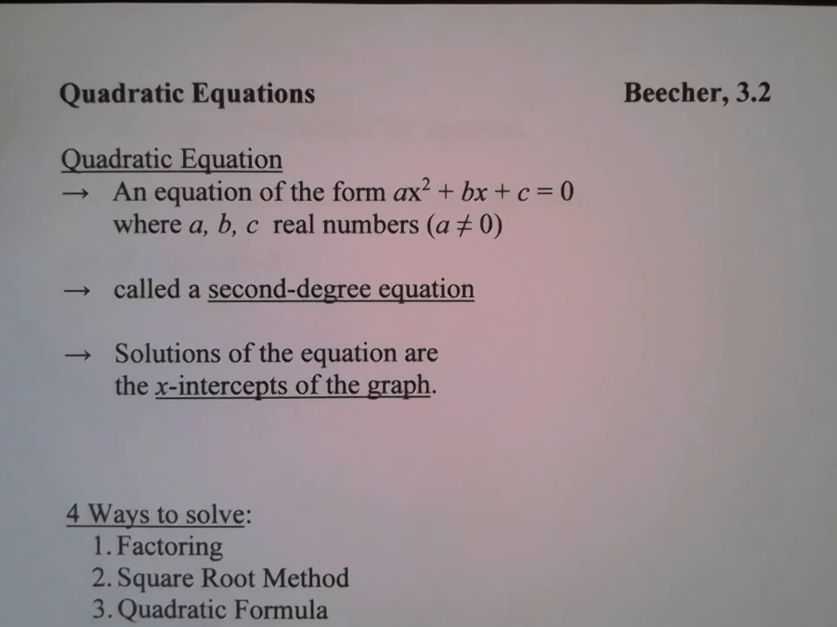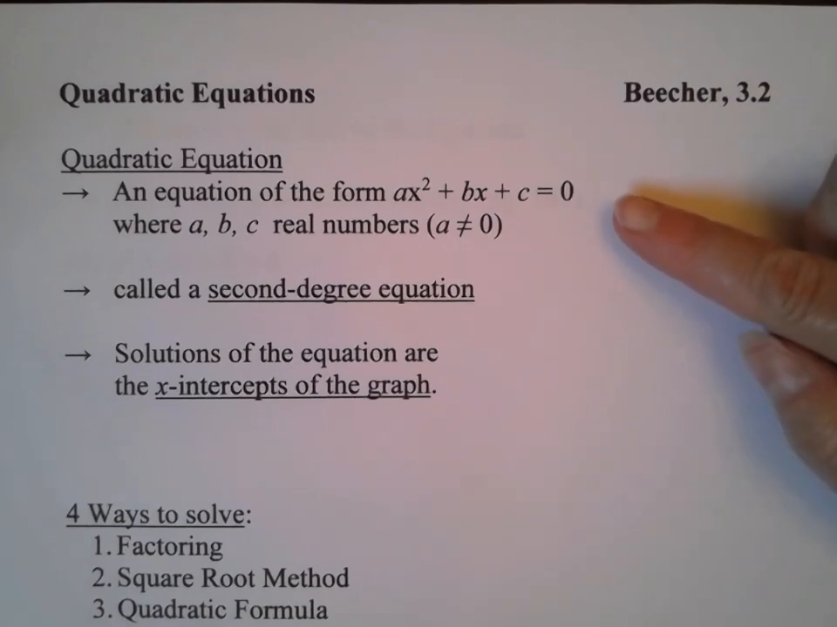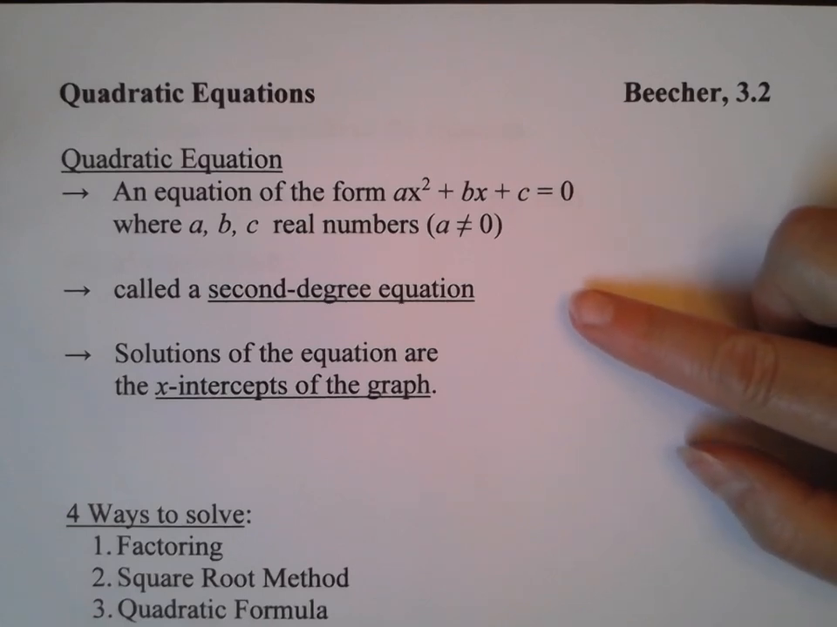All right, in this video we're going to look at quadratic equations. So a quadratic equation has the format shown here, ax squared plus bx plus c equals 0, where the a, b, and c are real numbers. And we don't want the a to be 0 because we'd like to have the x squared term there. That's what makes this equation quadratic. This is also called a second degree equation, and that's because the highest power on x is a 2.